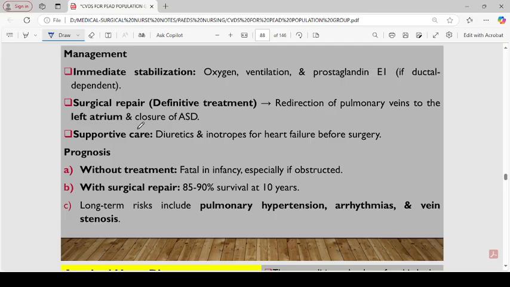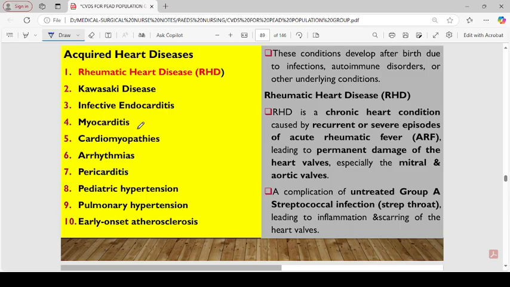For management, you do oxygen, ventilation, prostaglandin E1 infusion if ductal dependent, and surgical repair, which is the definitive treatment for the redirection of pulmonary veins to the left atrium and closure of the atrial septal defect. Supportive care by the use of diuretics and inotropes for heart failure before surgery. So without treatment, this condition is fatal in infancy, especially if obstructed.